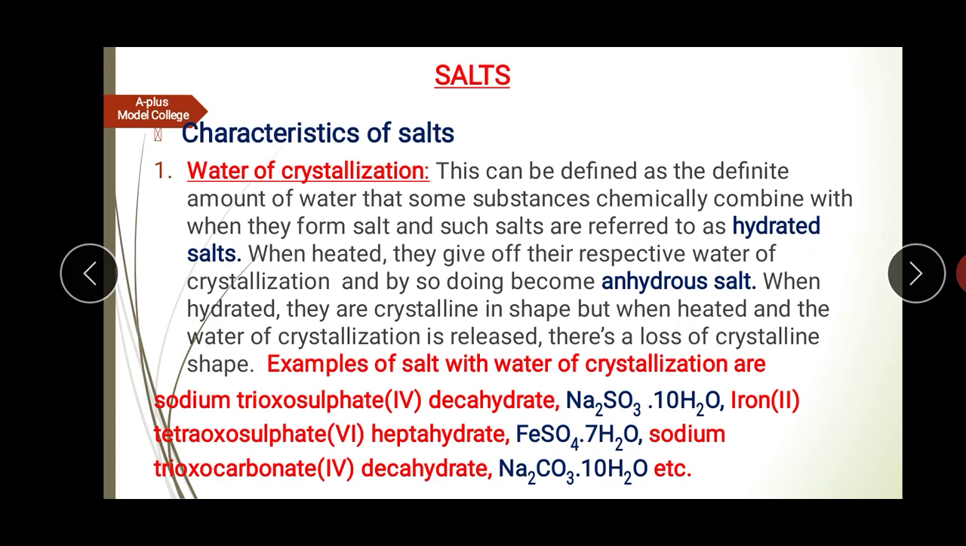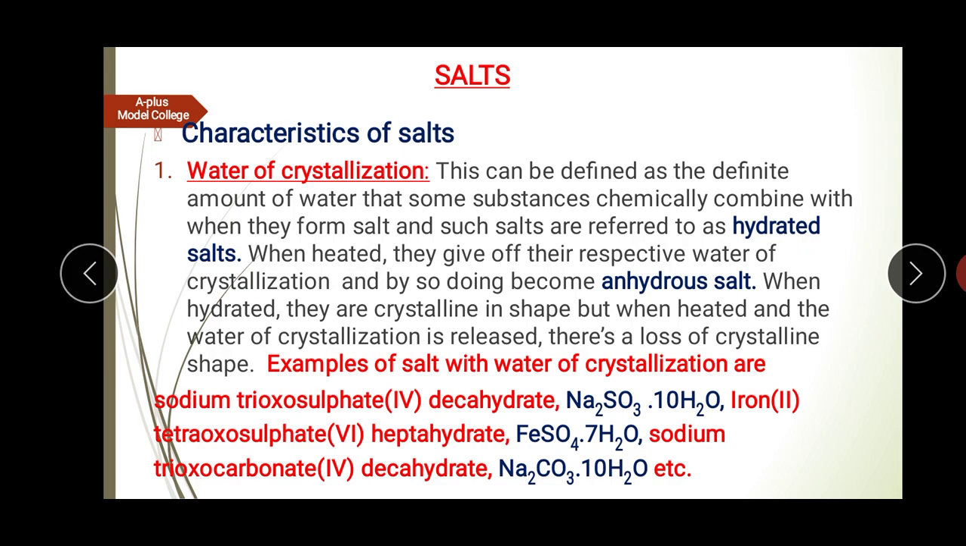So the water of crystallization is a definite amount, because there will be a defined amount of water. It might be 10 moles of water, it might be 5 moles of water, a definite amount of water that some substances chemically combine with when they form salts. And such salts are referred to as hydrated salts. So hydrated salts are salts with water of crystallization.